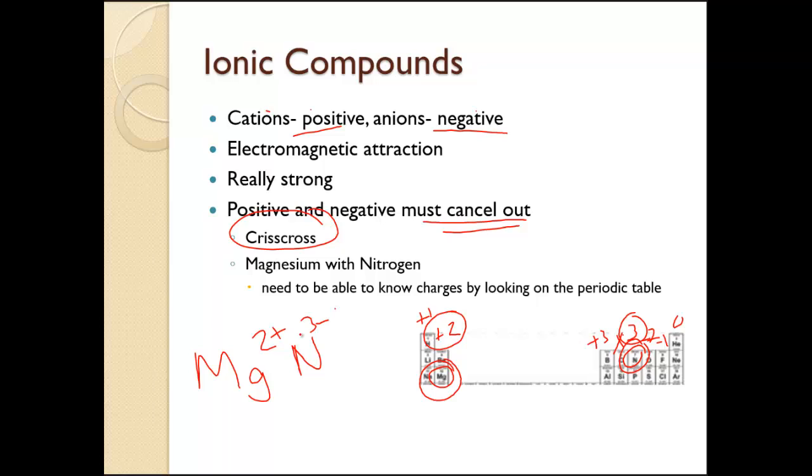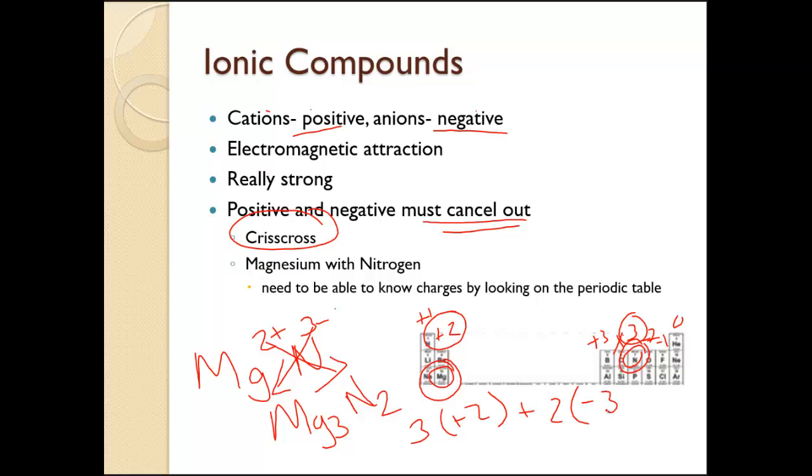We're going to crisscross these numbers to become Mg3N2. And that's how you balance it out, because you have 3 magnesiums with a +2 charge, and you have 2 nitrogens with a -3 charge. That's +6 and -6 to equal 0.